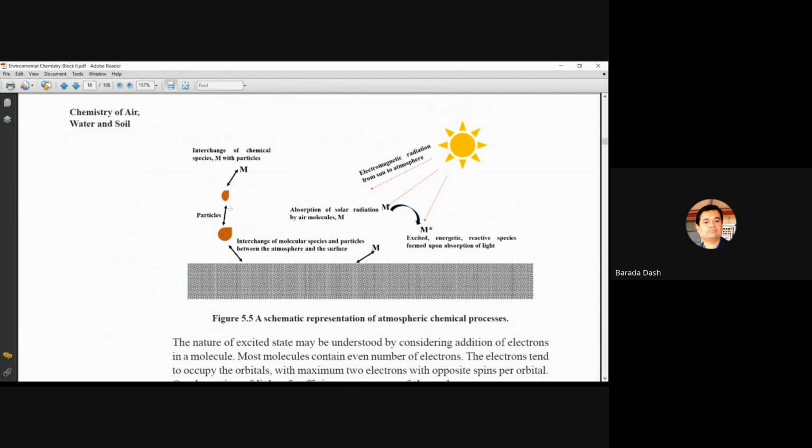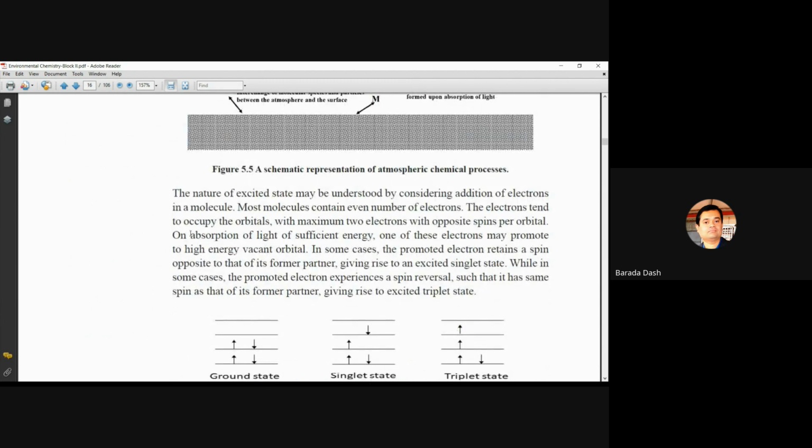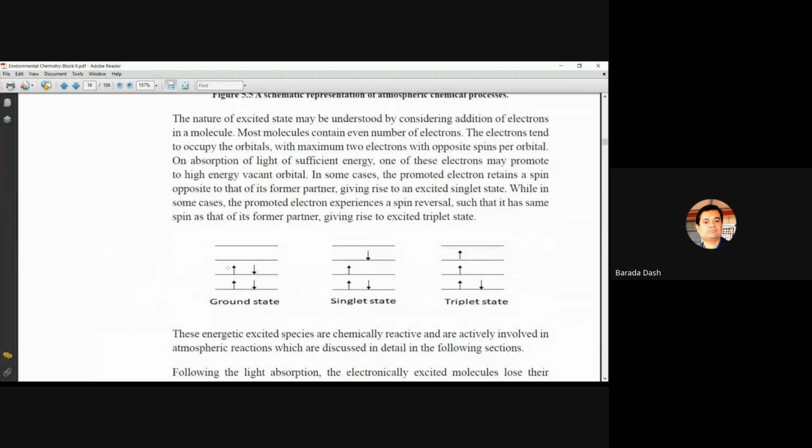Due to absorption of energy, the molecular or gaseous species present in the atmosphere get excited and go to the excited state. The nature of the excited state may be understood by considering the addition of electrons in a molecule. Most molecules contain an even number of electrons. The electrons tend to occupy an orbital with a maximum of 2 electrons with opposite spin per orbital. So this is how the ground state is there.